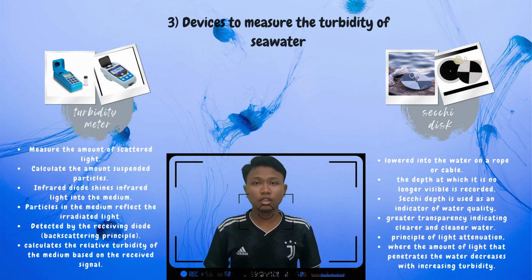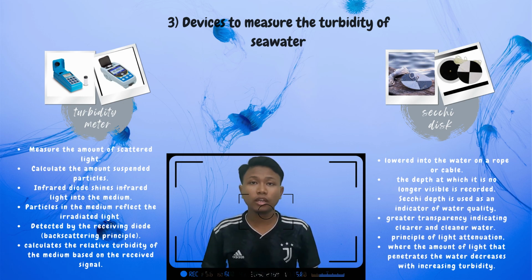Number 2 is the Secchi disk. The disk is lowered into the water on a rope, and the depth at which it is no longer visible is recorded. This depth is known as the Secchi depth and is used as an indicator of water quality, with greater transparency indicating clearer and cleaner water.